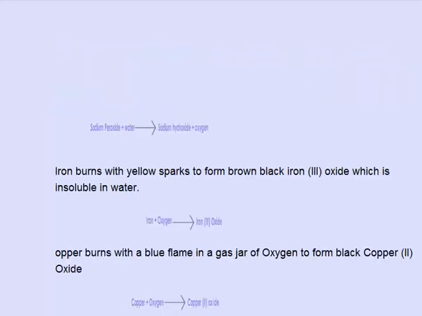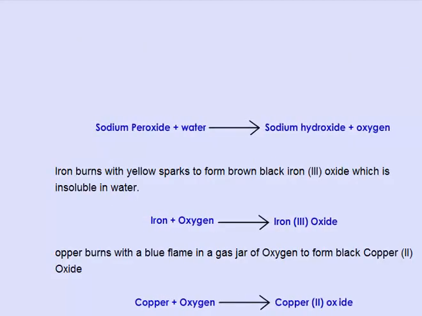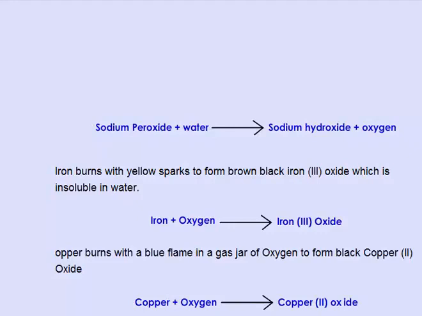Iron burns with yellow sparks to form brown-black iron 3 oxide, which is soluble in water. Copper burns with a blue flame in a gas jar of oxygen to form black copper 2 oxide.